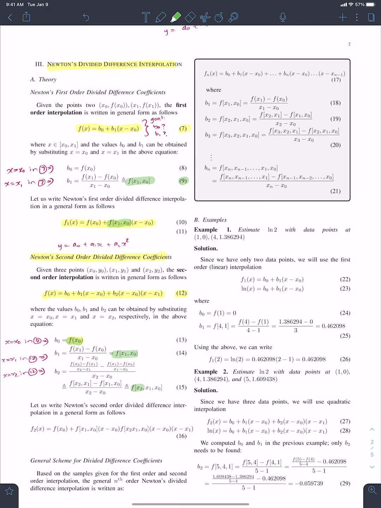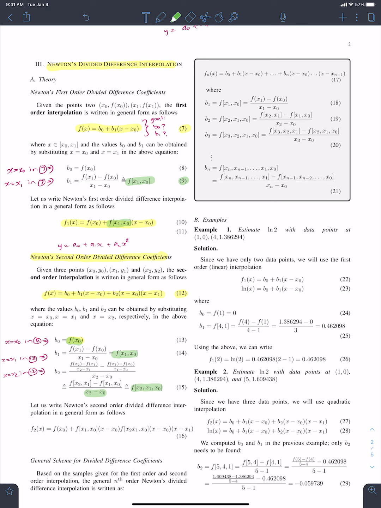b2 has this nice structure, f[x2, x1, x0]. We actually defined it, which is the difference between f[x2, x1] and f[x1, x0]. So that is the divided difference. You take the difference, and then you have this special formula on top: f[x2, x1] minus f[x1, x0] divided by x2 minus x0. So that's the formula. Now we see a pattern.